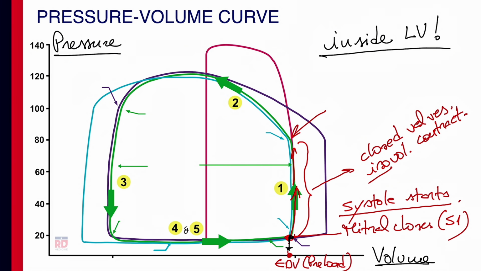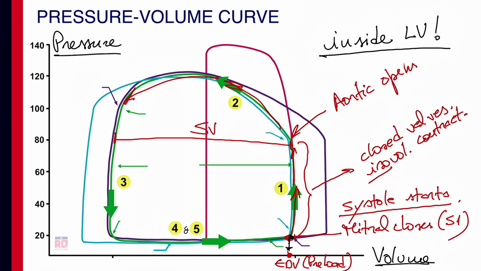Once the aortic valve opens, blood starts leaving the ventricle and the loop drops. That drop from here to here is the stroke volume. The narrower the loop, the smaller the stroke volume. The wider the loop, the larger the stroke volume.